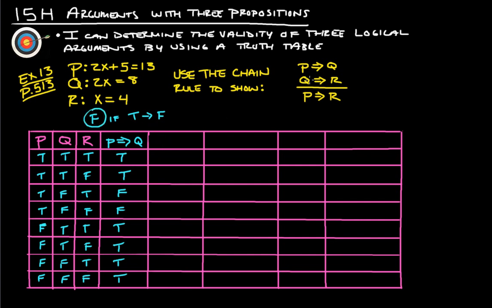Okay, let's do Q implies R. Again, we're going to look for Q being true and R being false. So here's Q and R. True, true is okay. True, false, that's a false. False is okay. True, true is okay. True, false, that one's false. And the rest of these are going to be trues. I hope you're following me here.